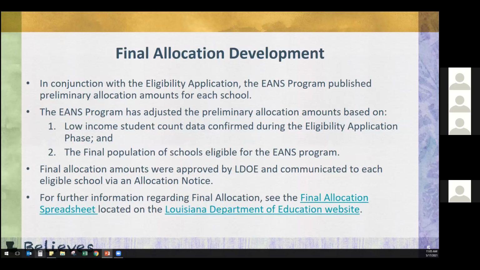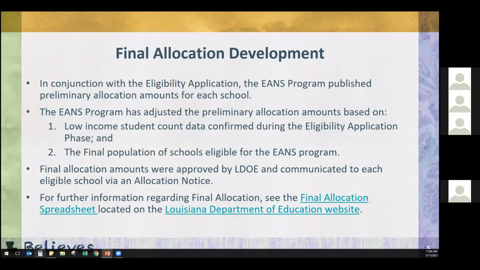So our final allocation development. When we were finished with that phase 1, the eligibility phase, and we were able to get our final population of schools, we were able to come up with and adjust those preliminary allocation amounts to come up with final allocation amounts. It's very similar to how the preliminary allocation amounts were determined. We looked at the low income student count data confirmed during the eligibility application phase. And a reminder, that's for the 2019 through 2020 school year, as well as our final population of schools that were deemed eligible for the program.